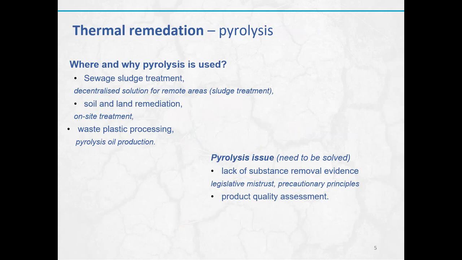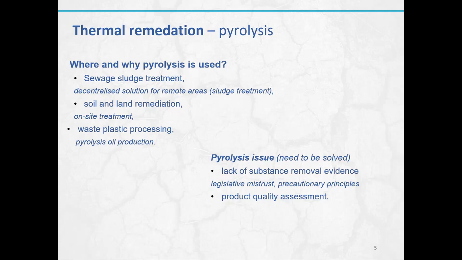Pyrolysis is quite an often used method for sewage sludge treatment, also for soil and land remediation on site, or for waste plastic processing. So we use pyrolysis pretty often, but pyrolysis still has some issues which we would like to solve. One of those problems is poor quality assessment. We need quality assessments to clarify if you want to sell the material or take the material. You have to have quality limitations.